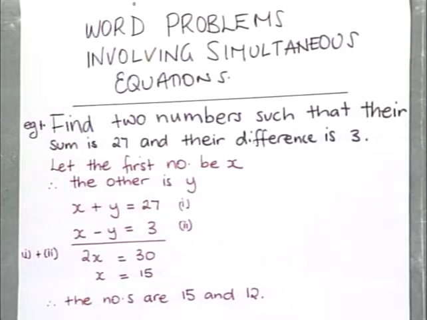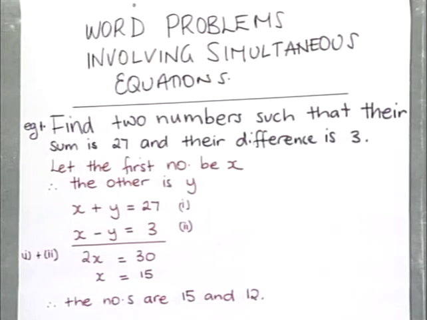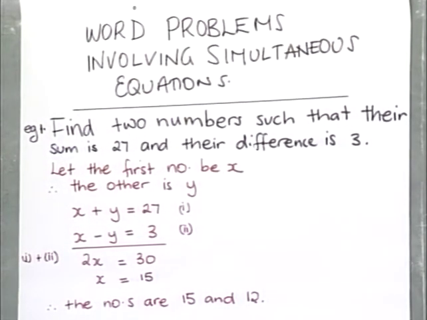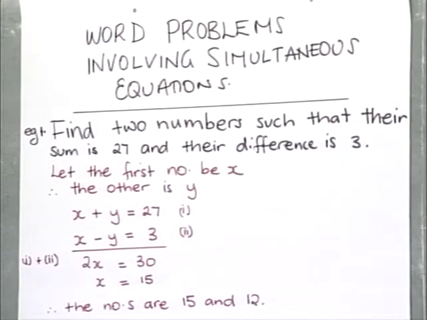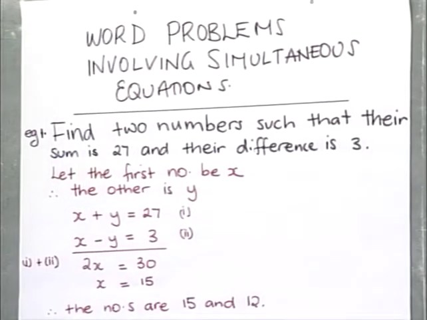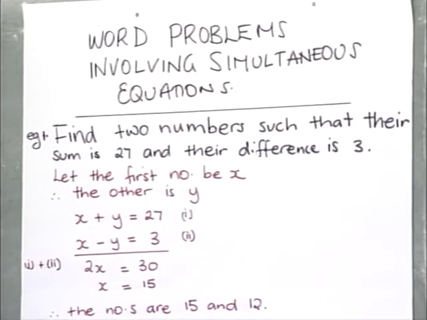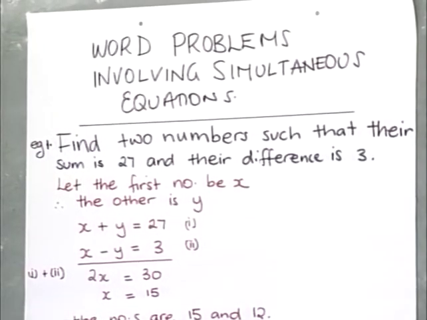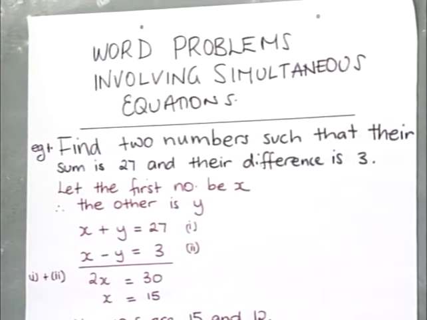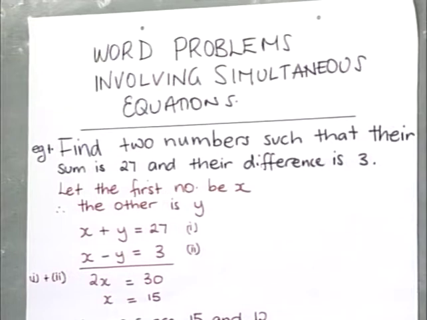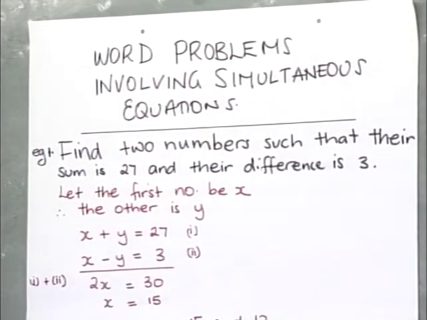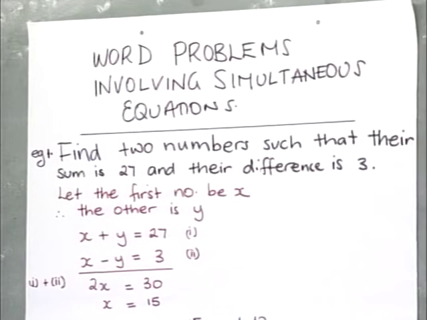Usually, when you are asked for 2 different things, you will be able to use simultaneous equations. Some of the questions that we have done on solving word problems involving quadratic equations, you can also use simultaneous equations to solve. But you will have the choice of whatever type, whether you use quadratic equations or simultaneous equations to solve.